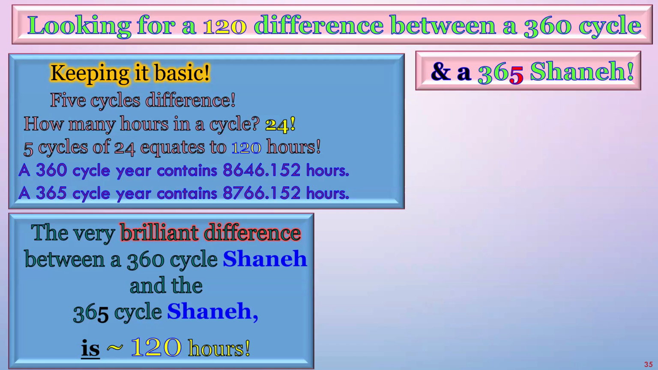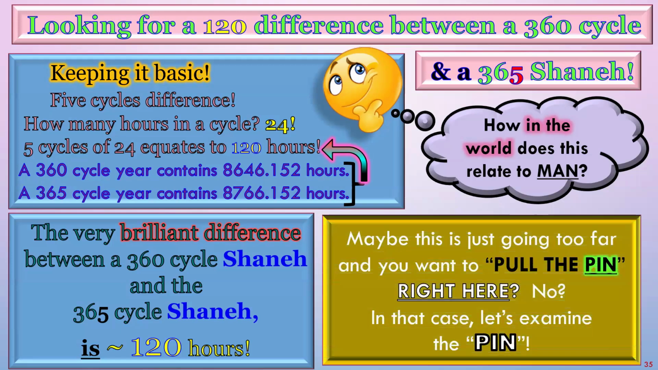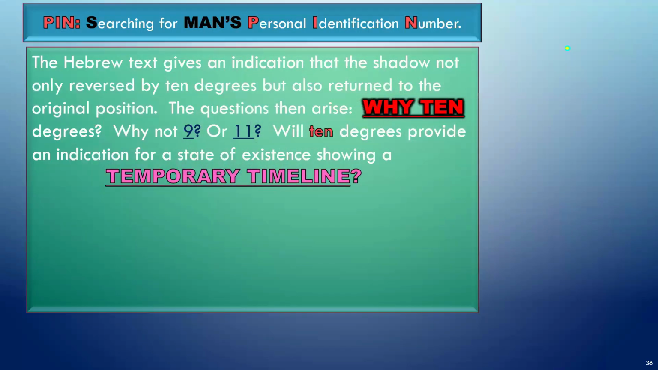How about that, Noah? When man's years shall be 120. What do you think of that, Noah? The difference. So how in the world does this relate to man? How can we connect this to man, 120 hours? Maybe this is just going too far, and you might want to pull the pin right here. No? Well, in that case, let's examine the pin. We're going to be searching for man's personal identification number. I'm sure you've all heard that PIN number before.